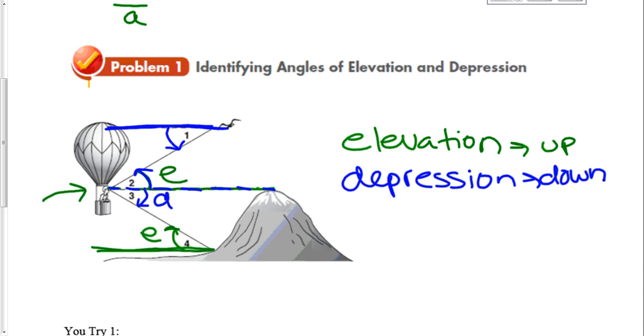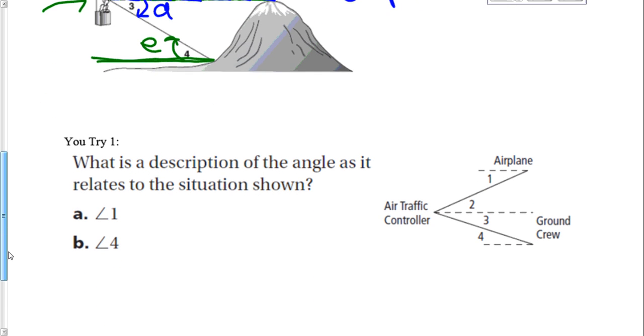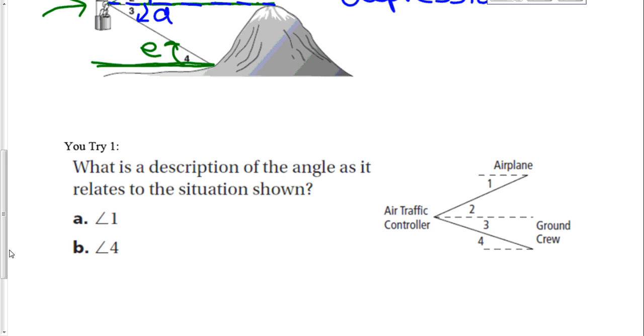Okay. Here's what we're going to do. I'm going to pause the video real quick. I want you to try identifying angle 1 and 4. Does angle 1 represent an angle of elevation or depression, and vice versa for 4? So please pause the video, and I'm going to do the same. When you're ready, press play.